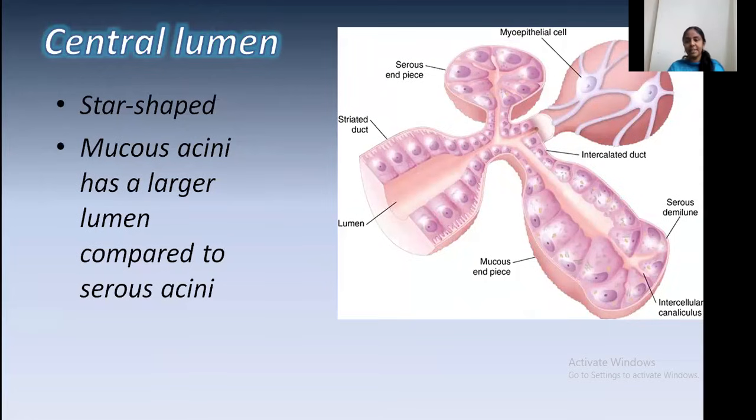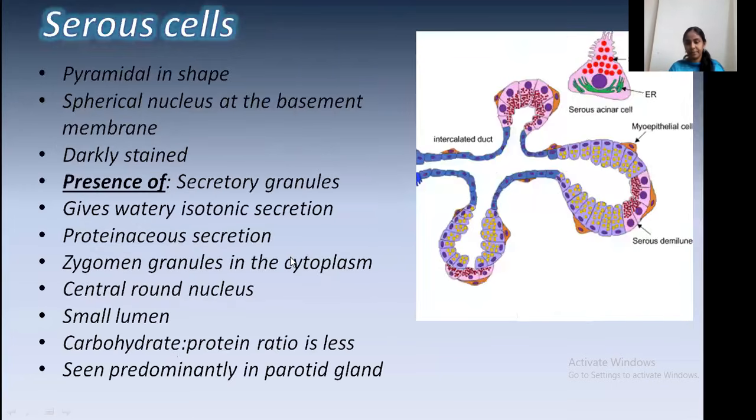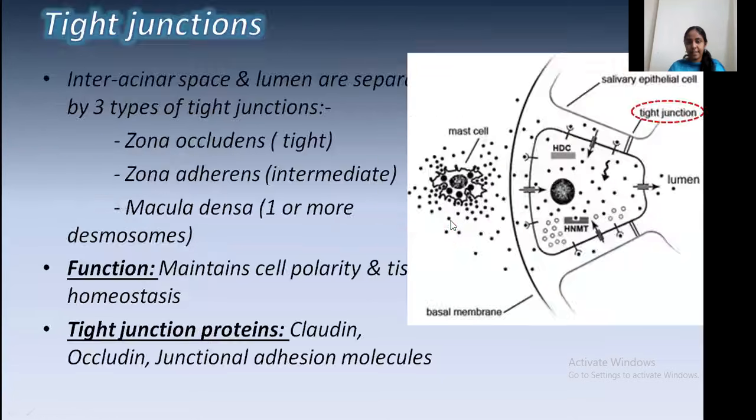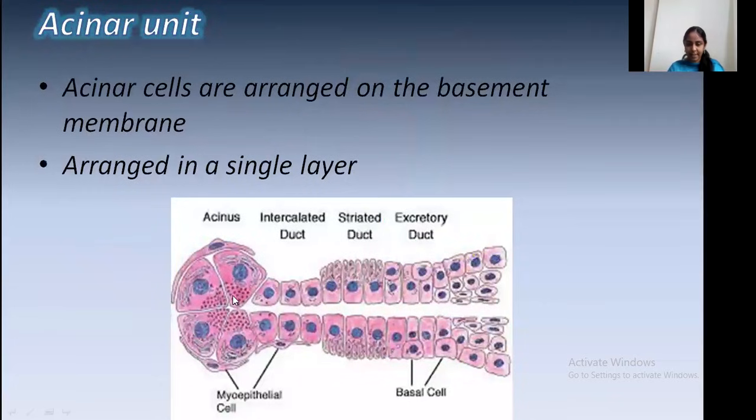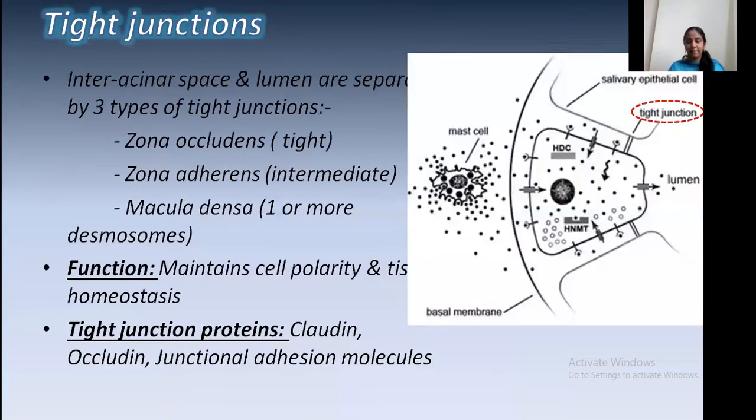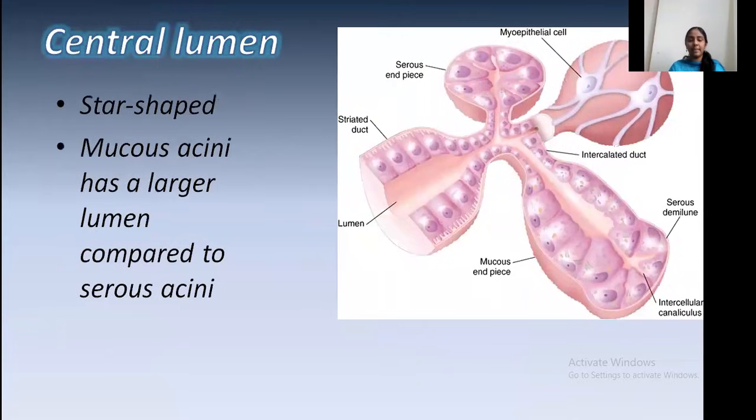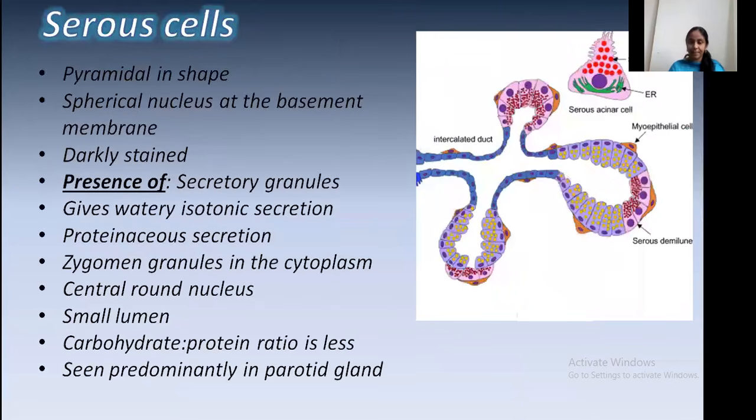Central lumen. The central lumen is star-shaped. If you can see, leading to the lumen, mucous acini lumens are larger when compared to serous acini lumen. If you can see in this image, you can appreciate the lumen well. This is a lumen. The central area between the acinar cells is the lumen. It is usually roughly star-shaped, and they are usually larger in a mucous acini compared to a serous acini. We'll see about mucous and serous acini in detail.